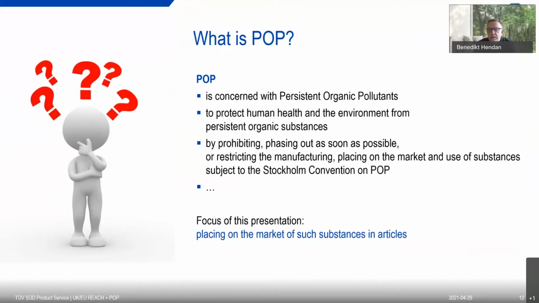Persistent means substances that will not be decomposed in the environment easily. Sometimes it will take years, decades, hundreds of years, or centuries until these substances are destroyed by UV, by light, or by bacteria, and so on. For example, we have the perfluorinated substances. PFAS is a very typical example of substances that have never been in the environment. It is completely artificial, man-made, but they will survive centuries. So it's likely that what you put in the environment nowadays will still be there in 500 years. That is what POP is concerned with.